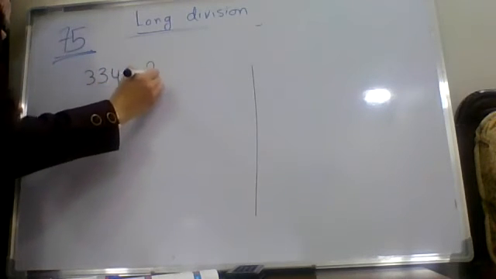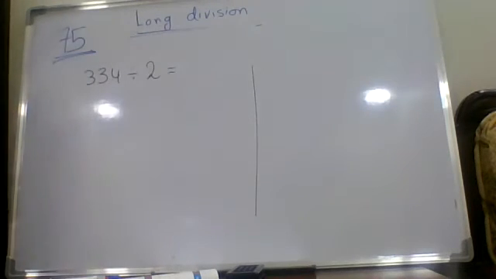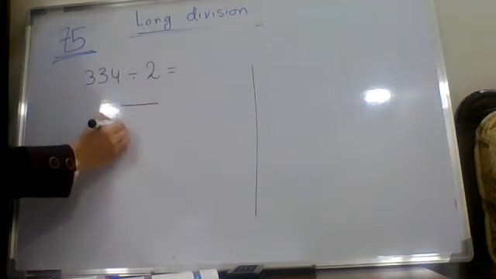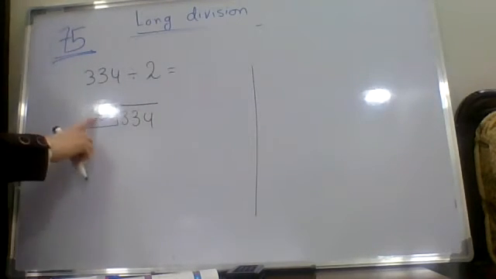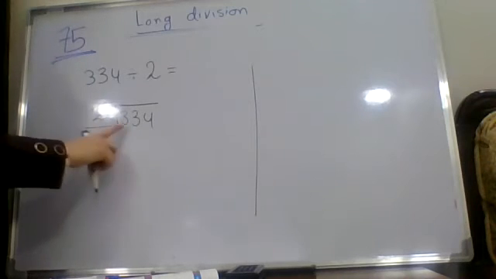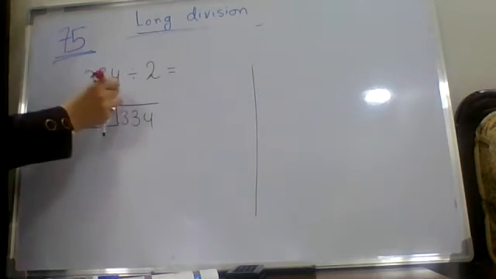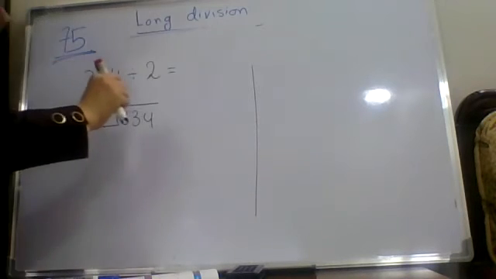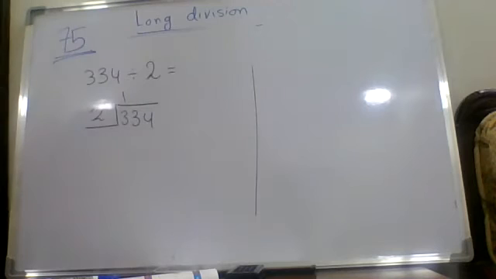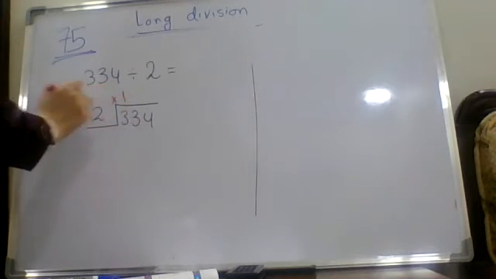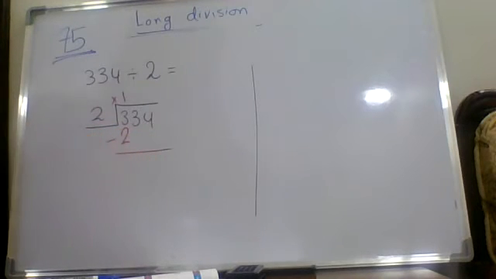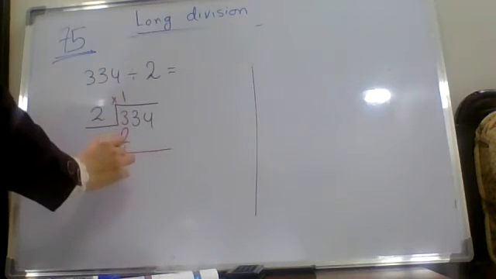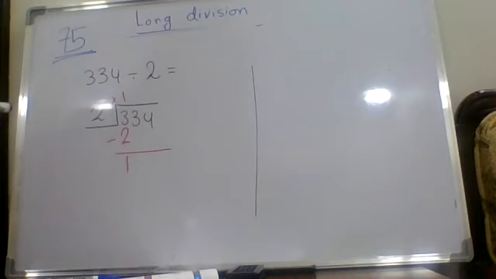334 divided by 2 equal, okay, we will do the long division. How many 2 inside this 3? The first number, we have 1, okay? I have only 1, and I have to write 1 times 2 equal 2, and you subtract it. 3 take away 2 equal 1. This is the leftover, okay?